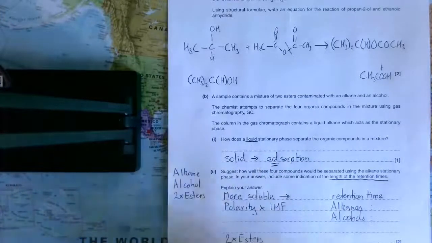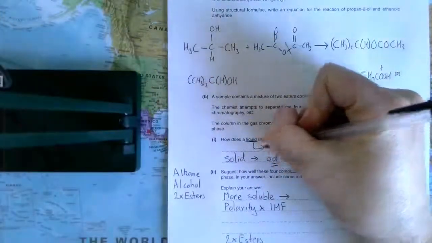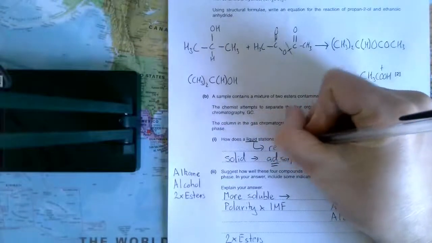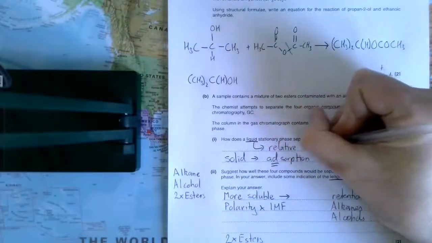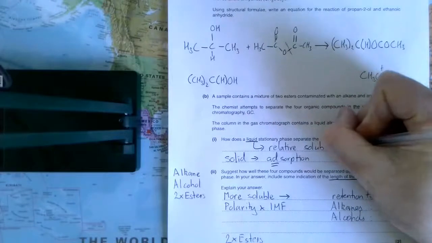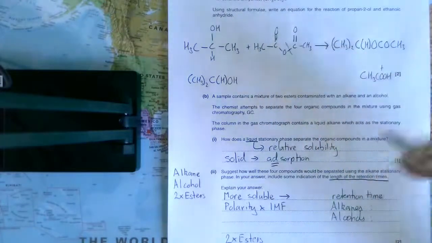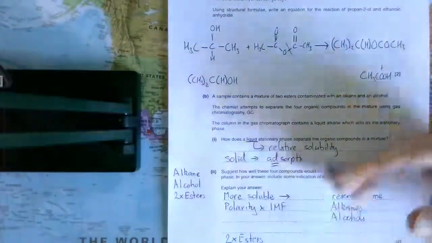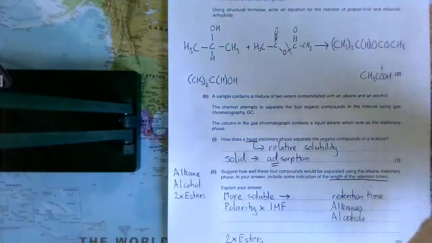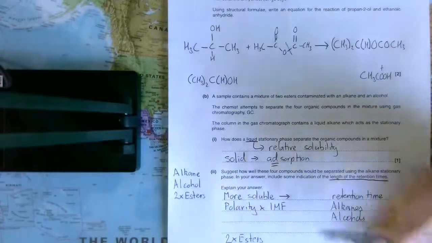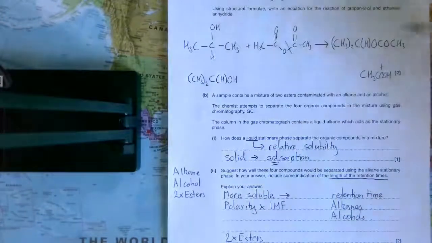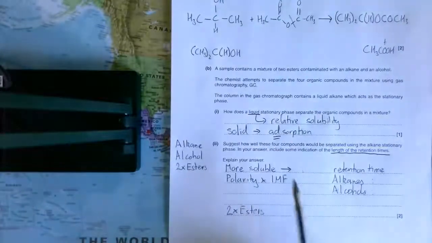But for ours it's a liquid, so what we're looking for in this particular instance is the relative solubility. So you have a liquid stationary phase, you pass your mixture through it, and the liquids that have a higher solubility will take longer to pass through it, which is going to link us into part 2.